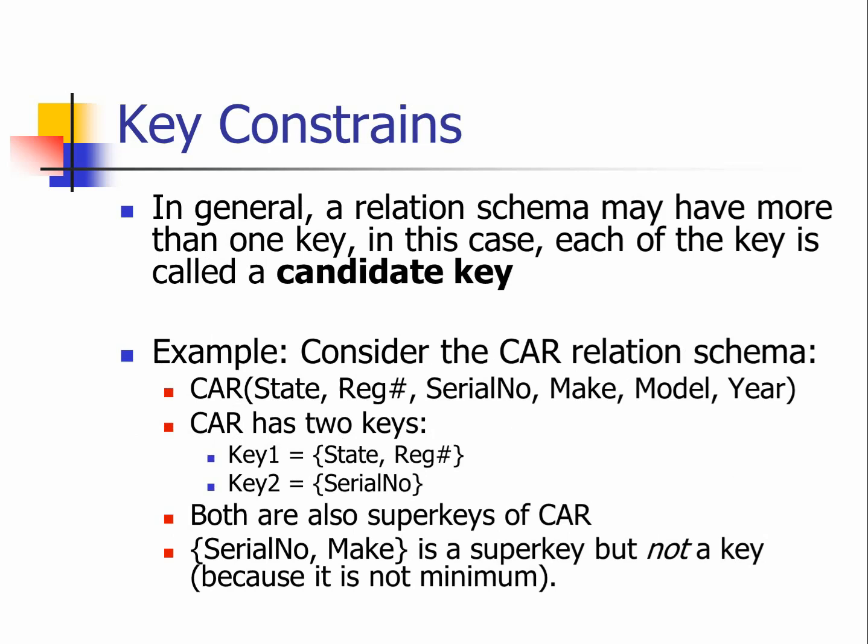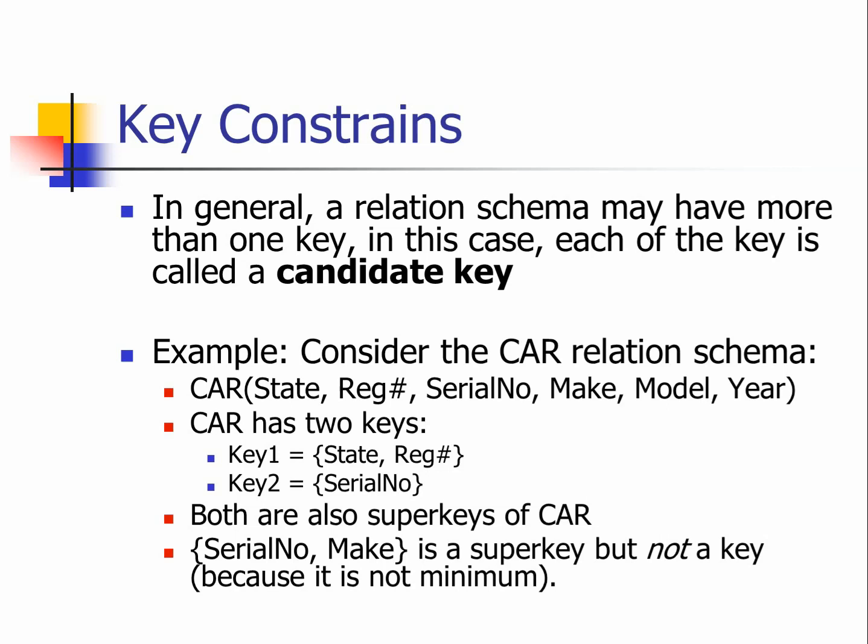In general, besides the idea of the key and super key, a third key terminology I want to introduce to you, and you have heard about this before, is the candidate key. In general, a relational schema may have more than one key. In this case, each of the keys is called a candidate key.